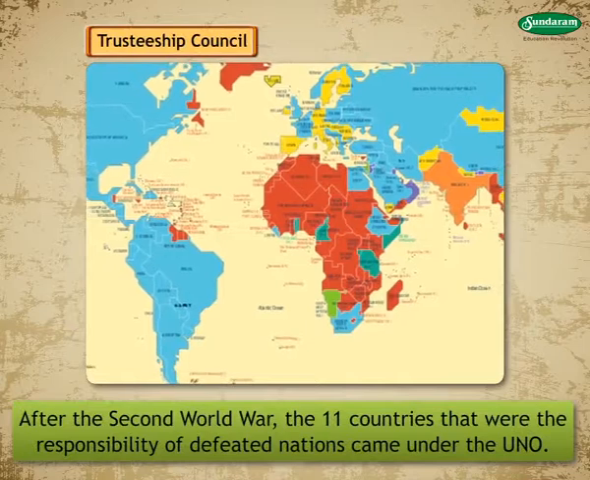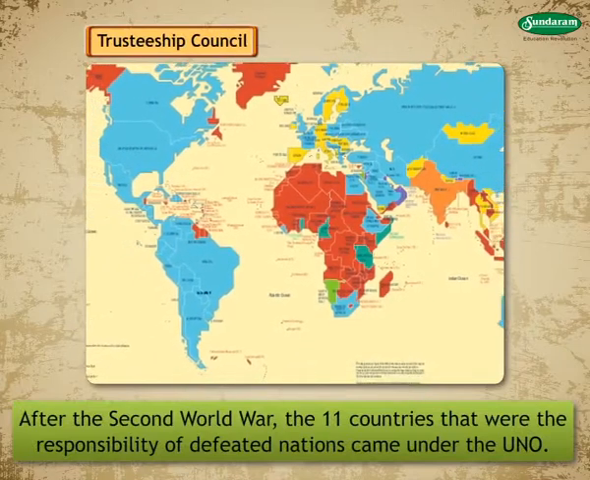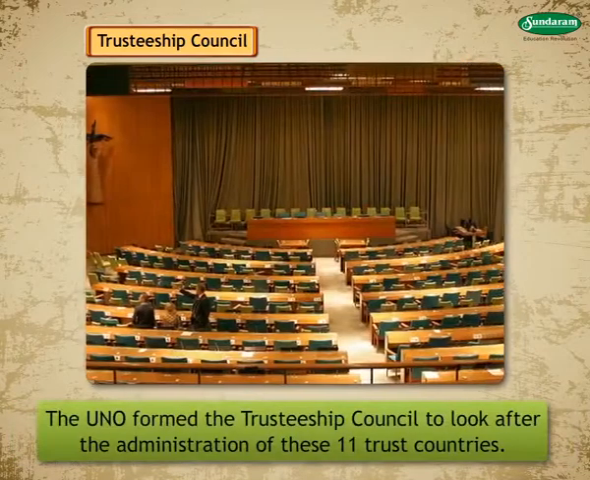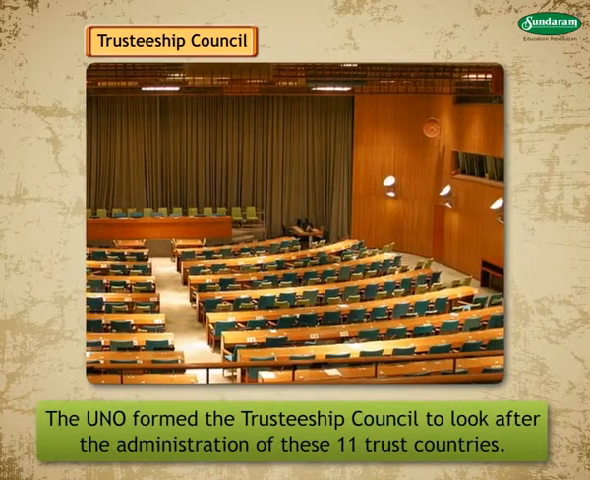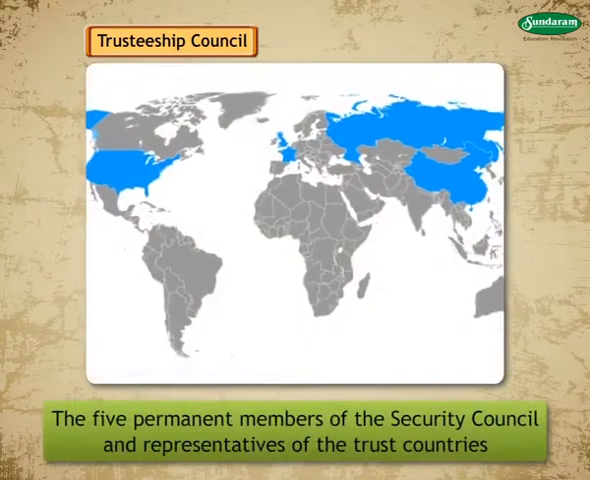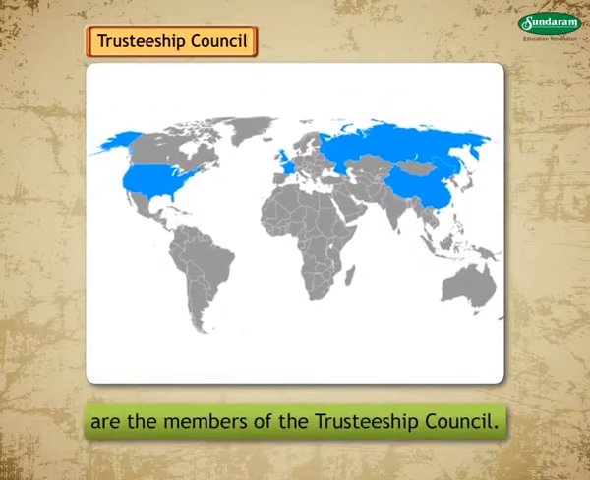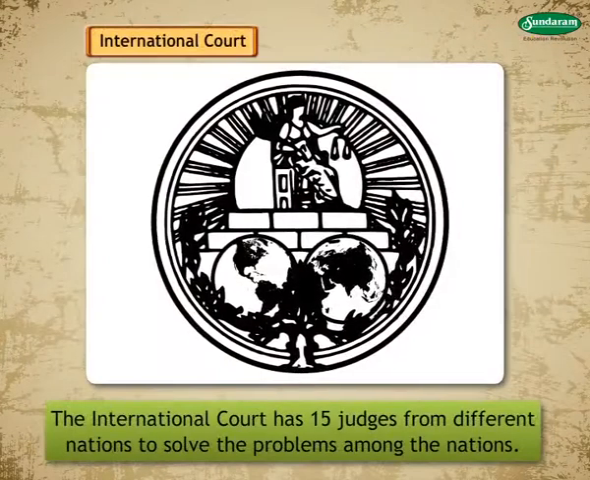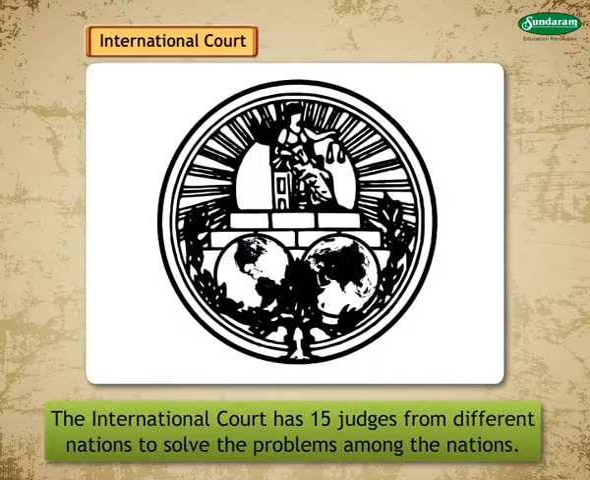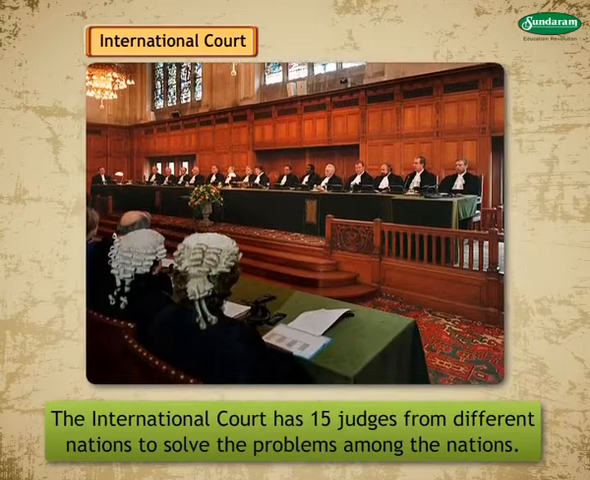Trusteeship Council. After the Second World War, the 11 countries that were the responsibility of defeated nations came under the UNO. The UNO formed the Trusteeship Council to look after these 11 trust countries. The 5 permanent members of the Security Council and representatives of the trust countries are the members of the Trusteeship Council. International Court. The United Nations Organization has also established an international court of 15 judges from different nations to solve the problems among the nations.